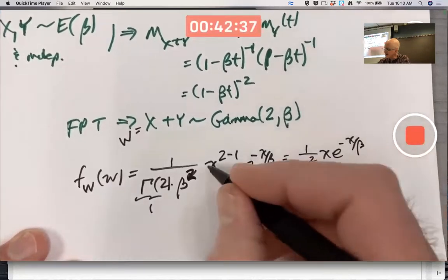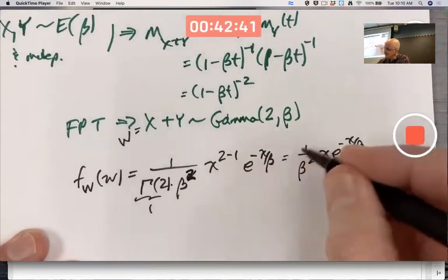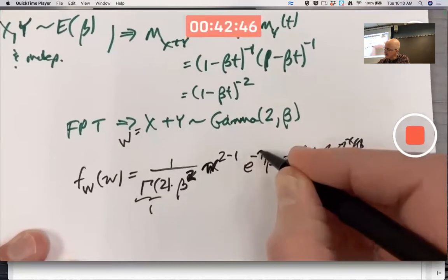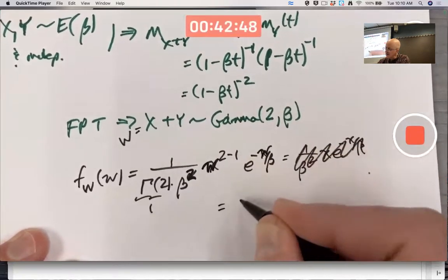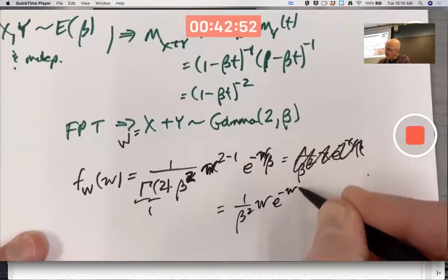Sorry, this is a W. 1 over beta squared W e to the negative W over beta.